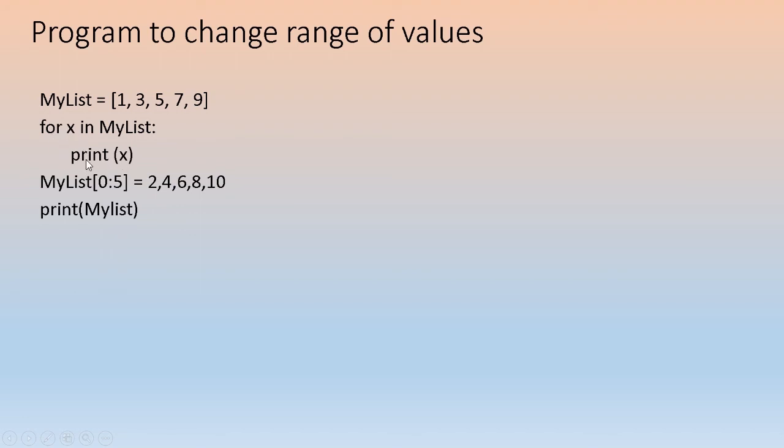So first you have printed the original list. If you see the outputs, the original list has been printed because I have used the for loop here. So original list 1, 3, 5, 7, 9 will be printed. Next, 2, 4, 6, 8, 10 will be printed because I have changed the values as 2, 4, 6, 8, 10.